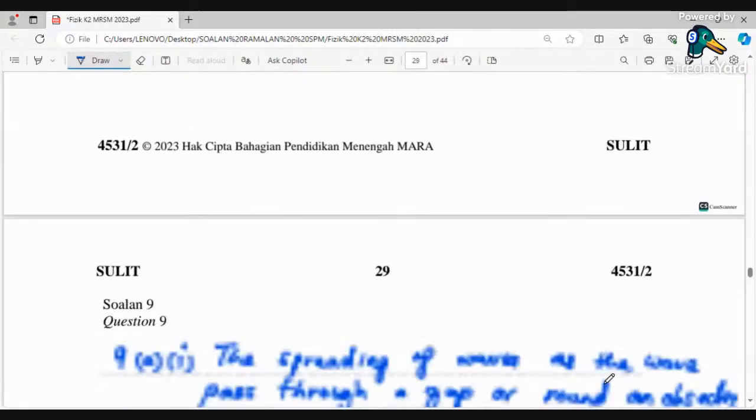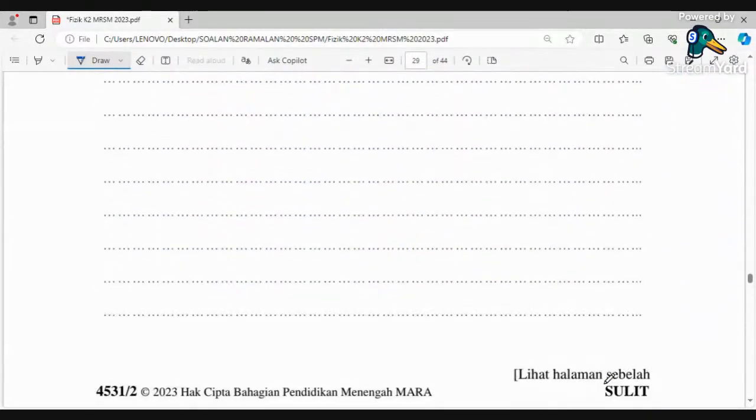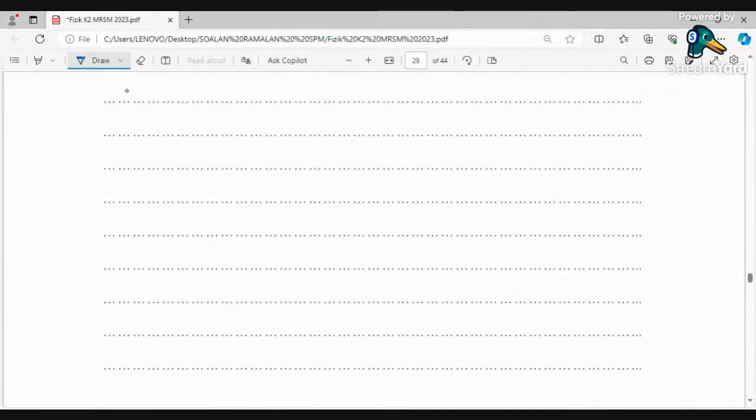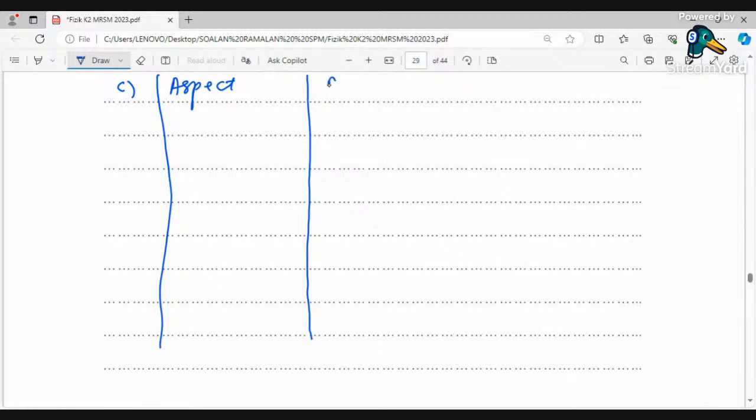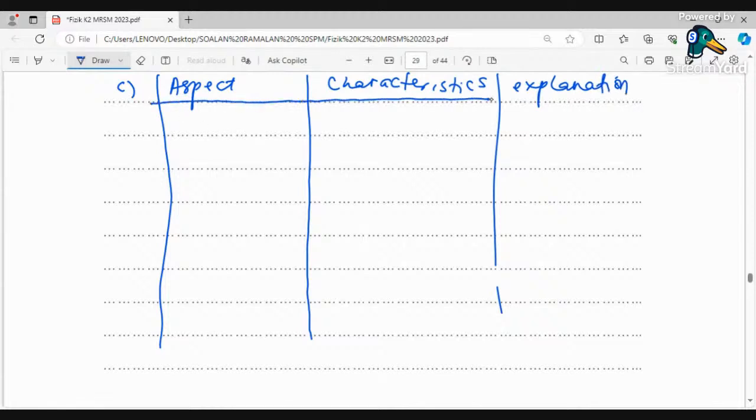Okay, jadi cara penulisan untuk soalan ni, you all boleh buatkan kolom macam 3 kolom. Kita gunakan aspek kolom yang satu. Kolom yang kedua ialah karakteristik, and then explanation. Kenapa buat macam ni? Untuk elakkan you all terlupa tulis aspek. Jadi first, you salin dulu semua aspek. Okay, jadi salin je semua aspek dia.